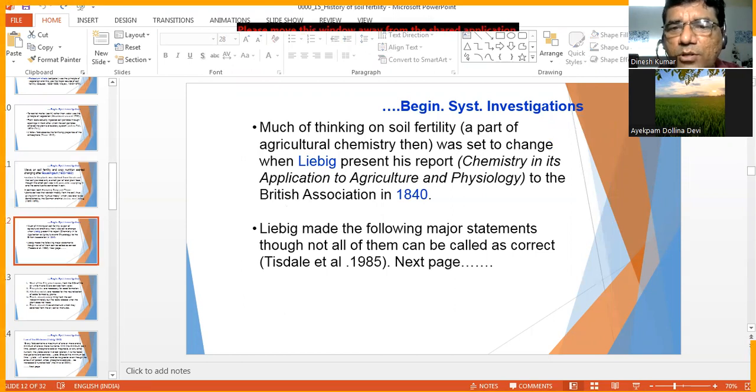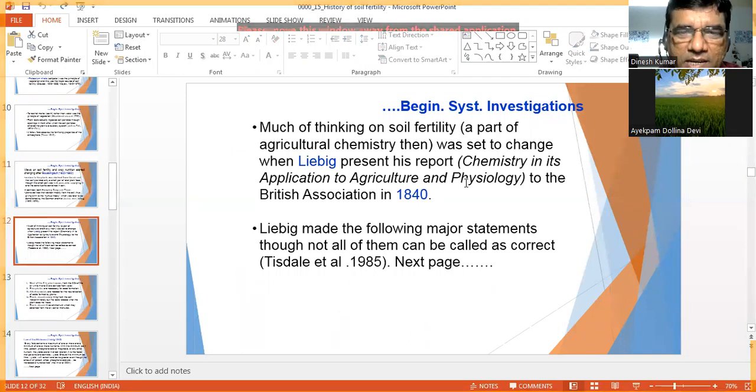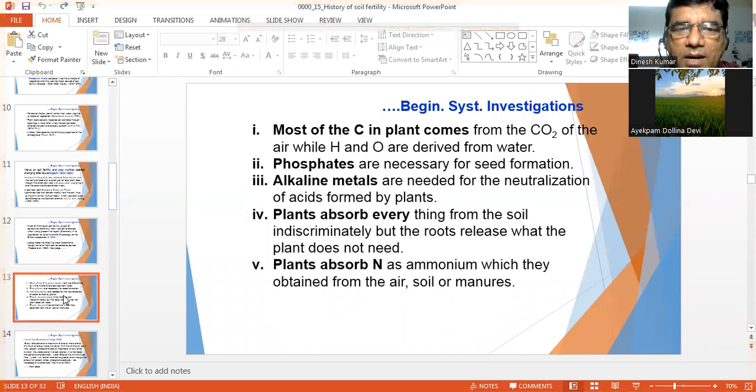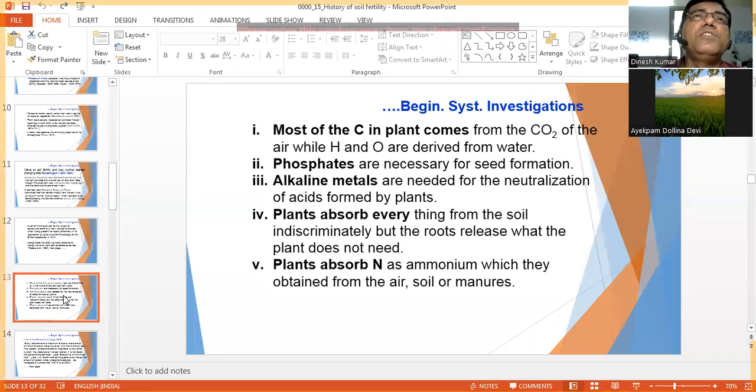Much of the thinking on soil fertility has come from Liebig, who wrote a paper, Chemistry in its Application to Agriculture and Physiology, and presented it before the British Association in 1840. Liebig made the following statement. I think I already read these statements in some other class on principles of soil fertility. So what did he say?